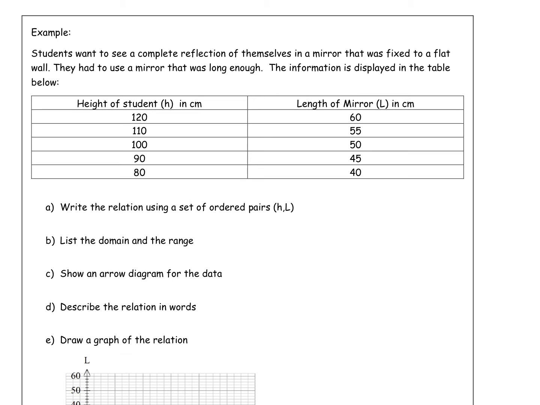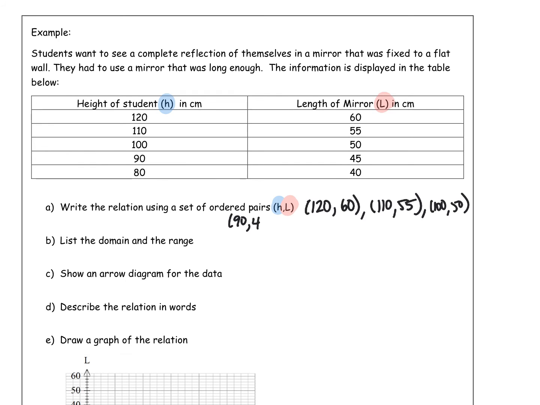I want you to write the same relation using ordered pairs, okay? And I don't have x and y here, I have h and l. So the h is going to come first, and the l is going to come second in my ordered pair. So I'm just basically taking each pair of numbers and writing them as a set of ordered pairs. So I would have 120 is paired with 60, 110 is paired with 55, 100 is paired with 50.